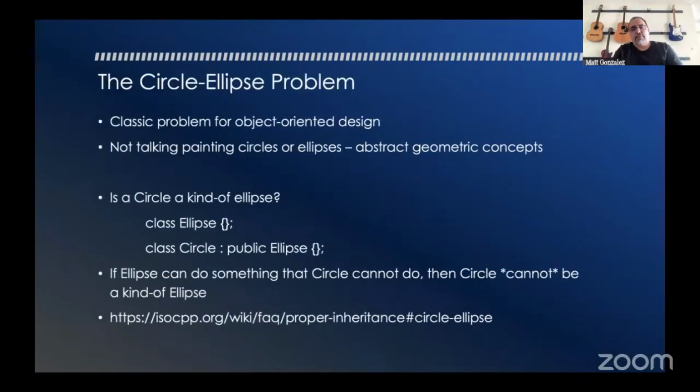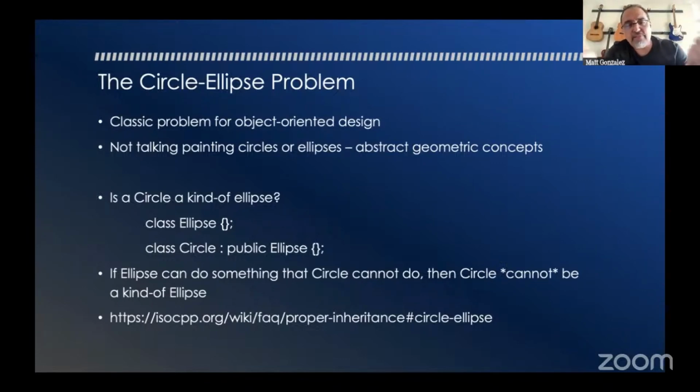So the circle ellipse problem is a classic problem in object-oriented design, and I want to disambiguate a little here because I'm not talking about graphics anymore. I'm not talking about actually painting circles or ellipses on the screen. I'm talking about abstract geometric concepts, the actual idea of a circle versus an ellipse. And the circle ellipse problem has to do with how you take a real world idea, like a circle or an ellipse, and how you convert that to an object-oriented hierarchy.